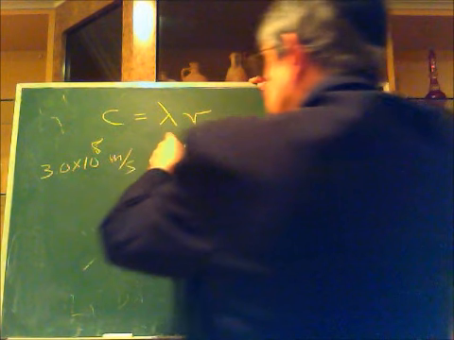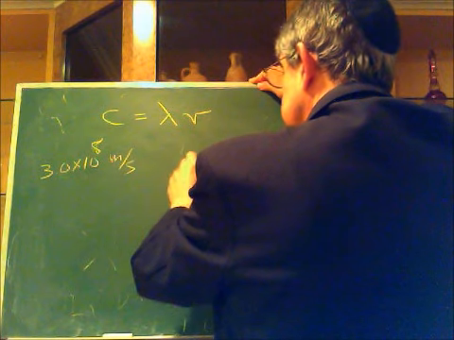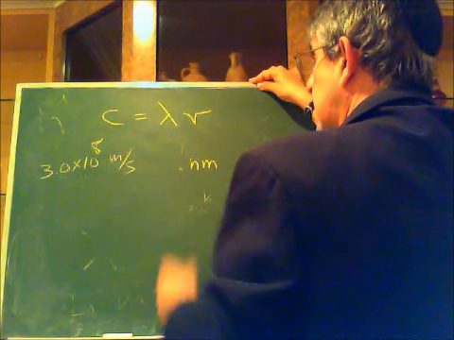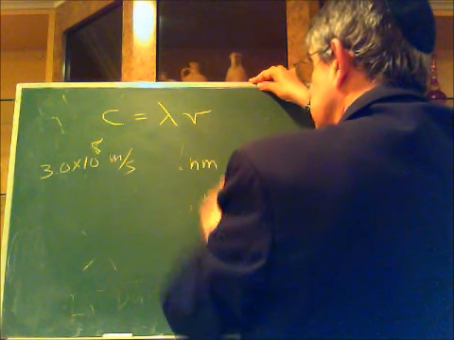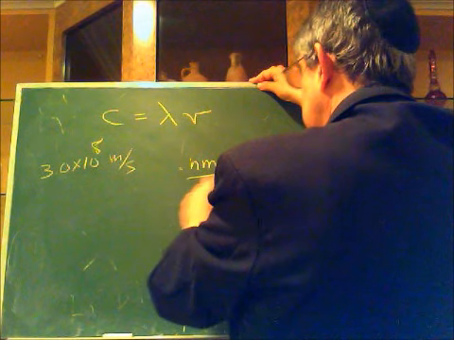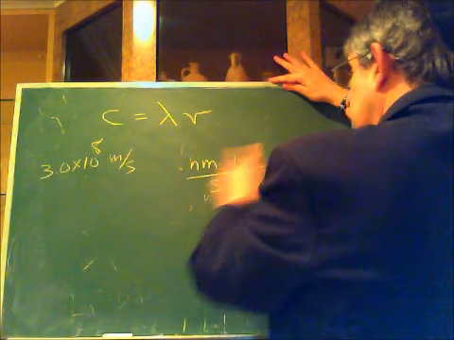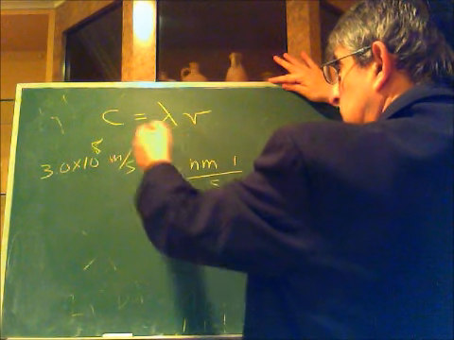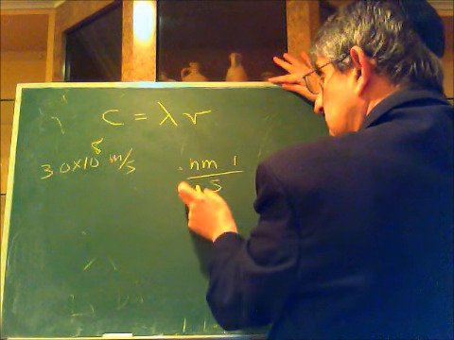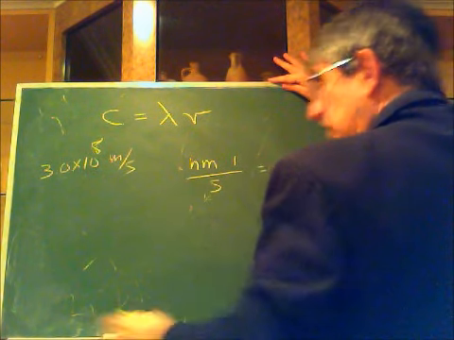And since lambda is going to be measured in meters, or usually nanometers, which are billionths of a meter, and remember that frequency is measured in reciprocal seconds, that's 1 over second, you're actually going to be getting a velocity out of that. It's going to be a distance divided by a time. Nanometers per second would give us that value.